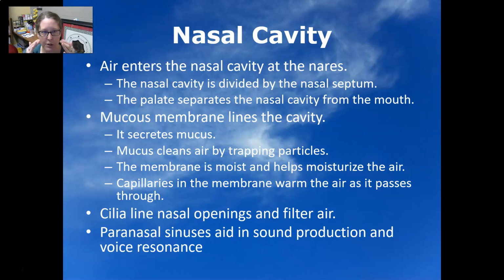So there are also little cilia, which are little hairs that line the nasal opening and filter the air to clean it, along with the mucus. That's where the mucus is also. And then your paranasal sinuses that are on the sides of your nose can aid in sound production and voice resonance, which is also why you always sound different if you're really stopped up and congested. Okay, and so just make a point that this is the way it's supposed to be. You're supposed to breathe in through your nose.